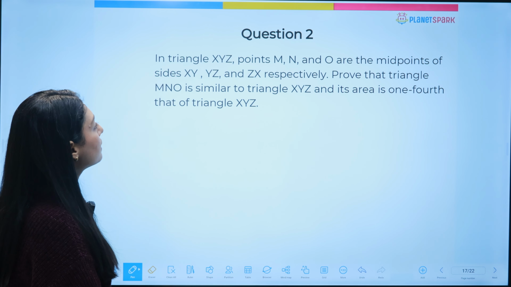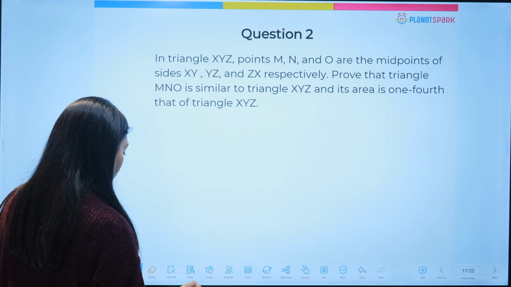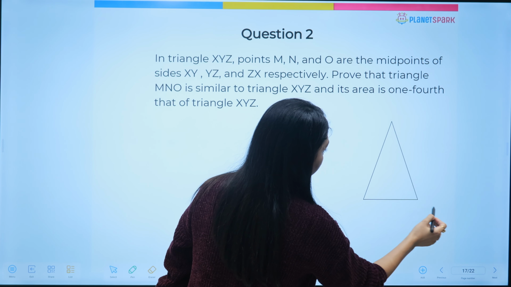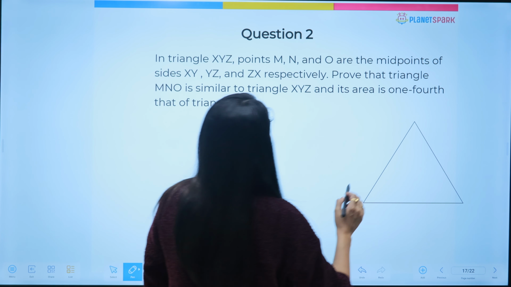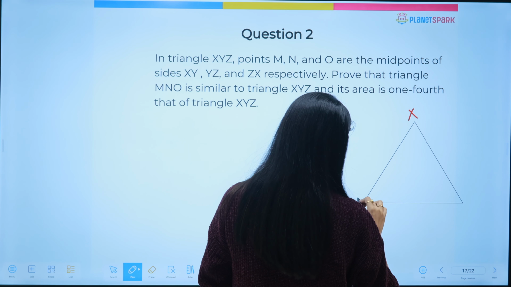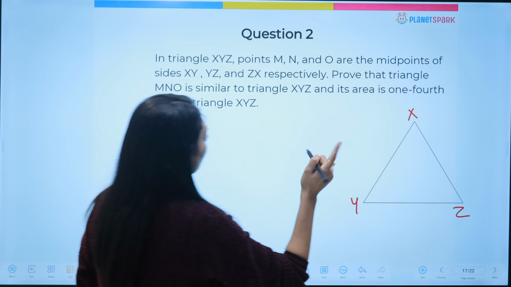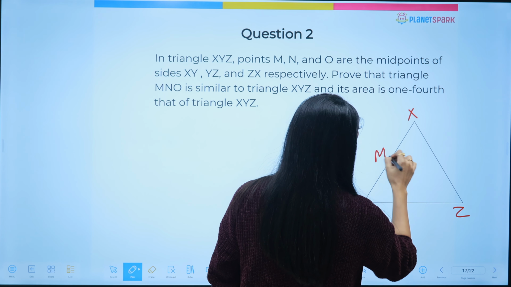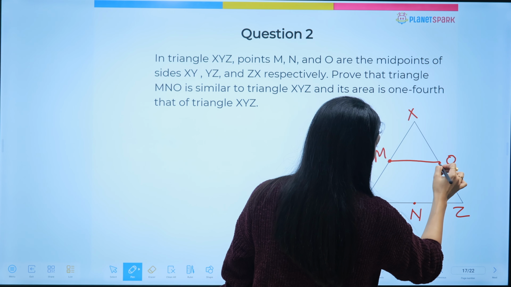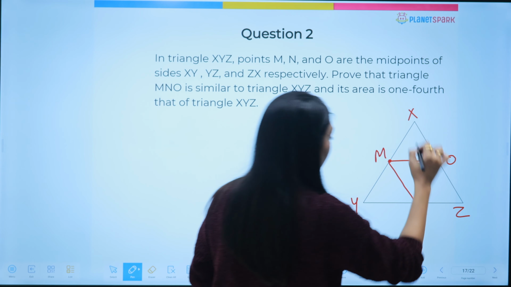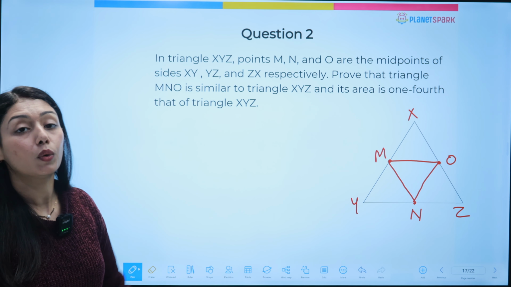In a triangle XYZ, points M, N and O are the midpoints of sides XY, YZ and ZX. Okay, let's have a triangle again here. And then we have to take the midpoints there. So this is X, Y, Z. Then M, N and O are the midpoints. Then we are joining them and we are getting a triangle here. We have to prove that the area is 1/4 of the triangle XYZ.